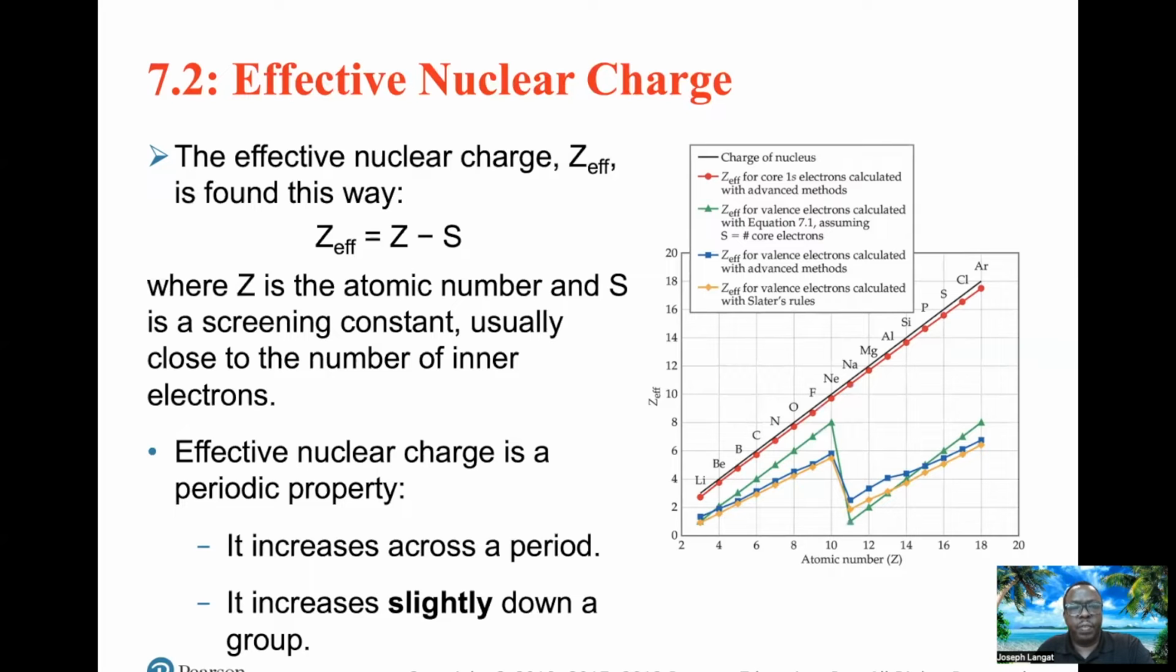There is a trend on the effective nuclear charge. But before we look at that, here is the equation I may give you in the exam. Please practice how to use these equations. Z effective is the effective nuclear charge, and it's obtained by taking the atomic number minus the screening constant, which is basically the number of inner electrons.